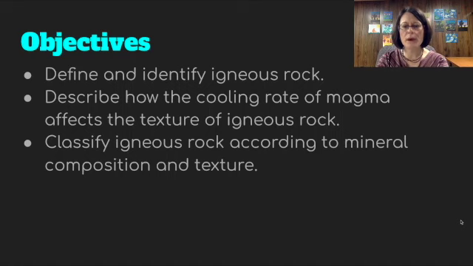Okay, so to wrap this up and revisit our objectives, we've defined and identified some igneous rocks, and we're going to do more of that in class, especially the identifying part. We've described how the cooling rate of magma affects the texture of igneous rock, and we have classified igneous rock according to mineral composition and texture. And again, we'll be doing more of that in class. So next up are going to be sedimentary rocks. Do not forget your 5 questions that you have to write about this section.